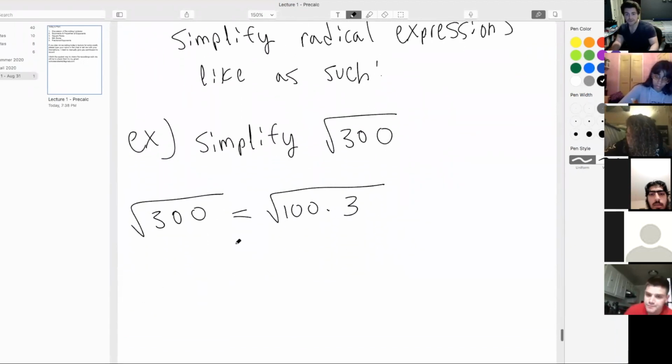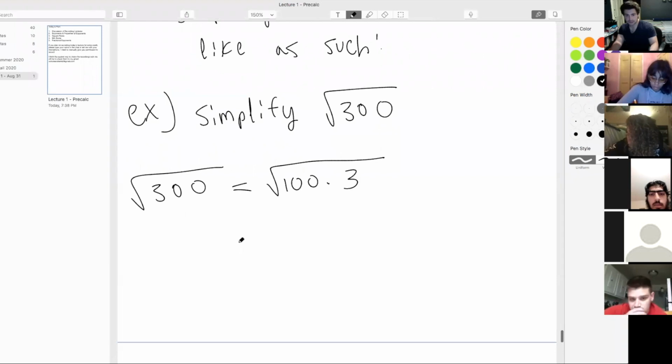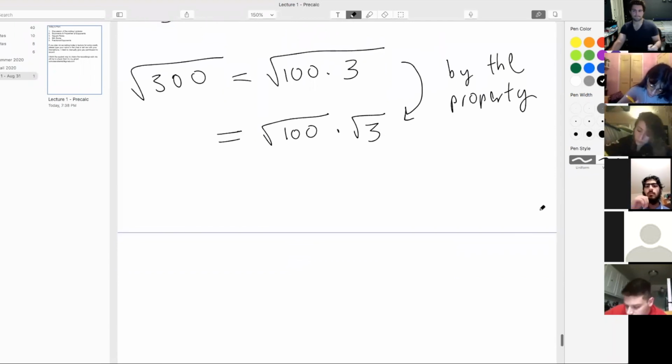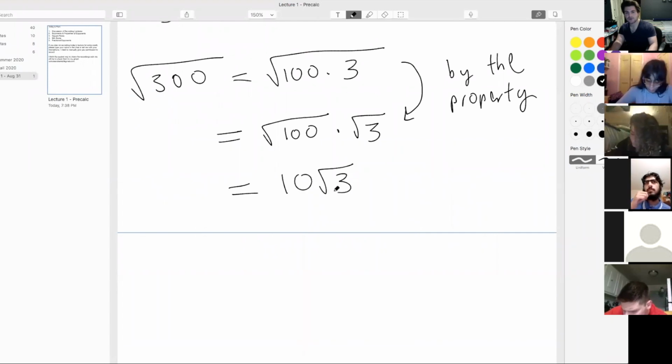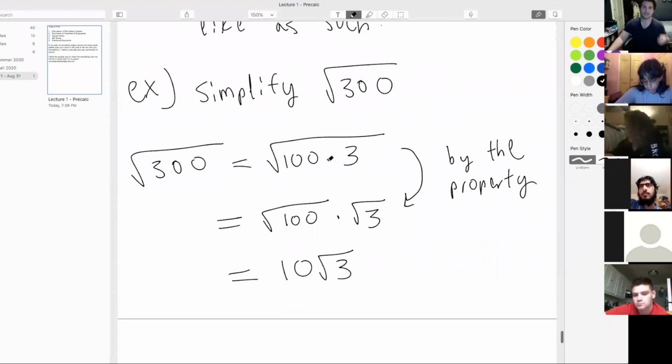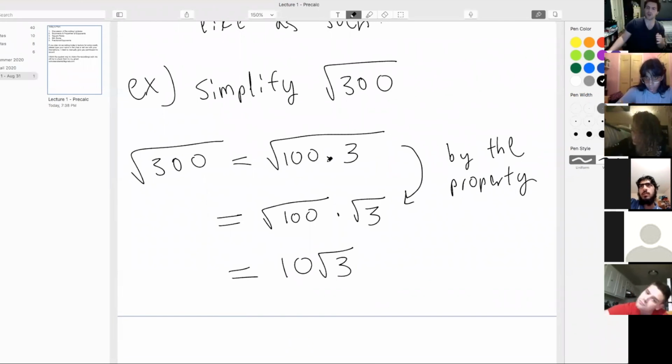Now I will use the property of breaking this up into two radicals. This is the same thing as the square root of 100 multiplied by the square root of 3. Does everyone see how I went from here to here? This is by the property. And now the square root of 100 is 10, so this is 10 square root of 3. That's how we use this property in practice. It allows us to simplify these radical expressions.